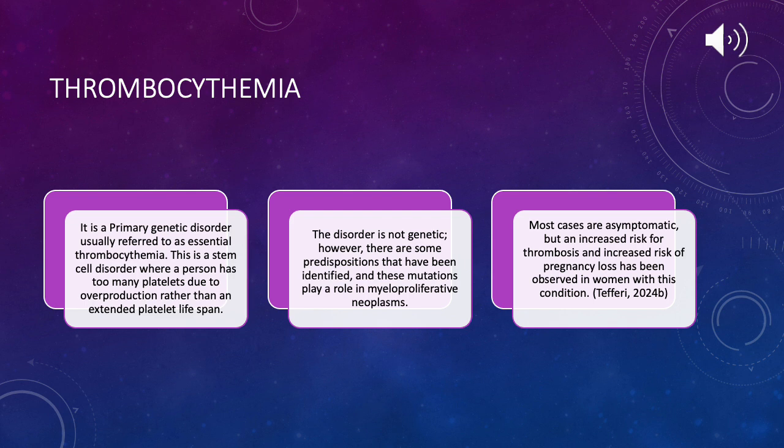Thrombocythemia is a primary genetic disorder. It's usually referred to as essential thrombocythemia. Essentially, this is a stem cell disorder where excessive platelets are produced. This is not an issue with platelet survival time, where they live for super long. This is where the bone marrow produces too many platelets.